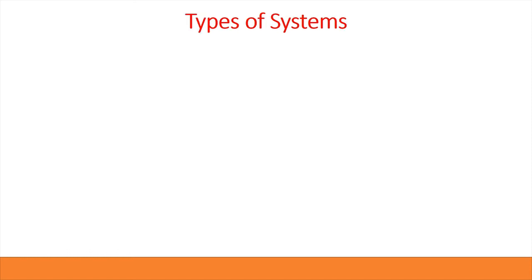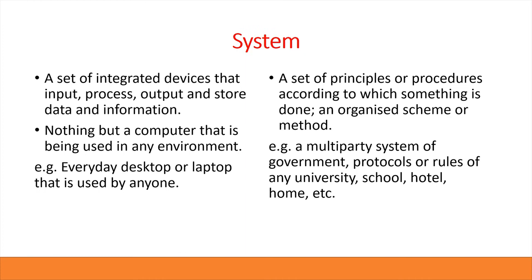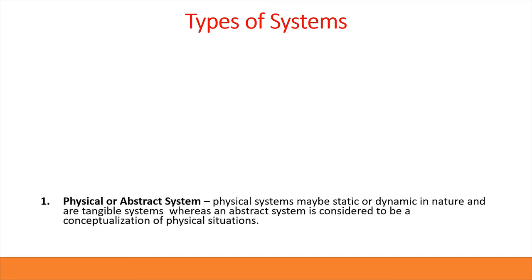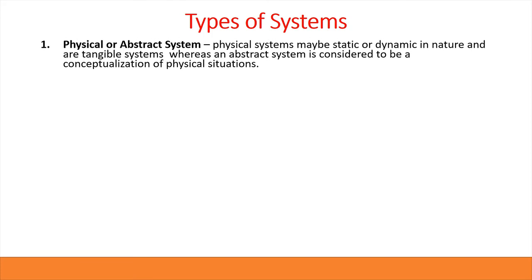And when I talk about systems in general, there are different types of systems that are available, but we are concerned only with this part, that is, the system being considered in computer fundamentals and from a management point of view, okay. But for clarification purposes, let's go into the different types of systems that are available. The first type being physical or abstract system, okay.